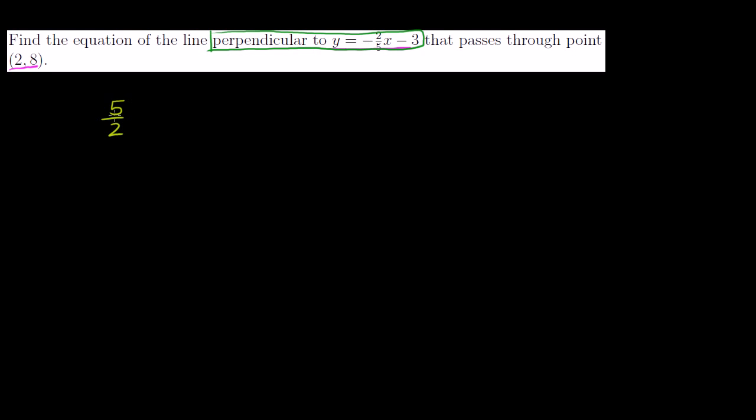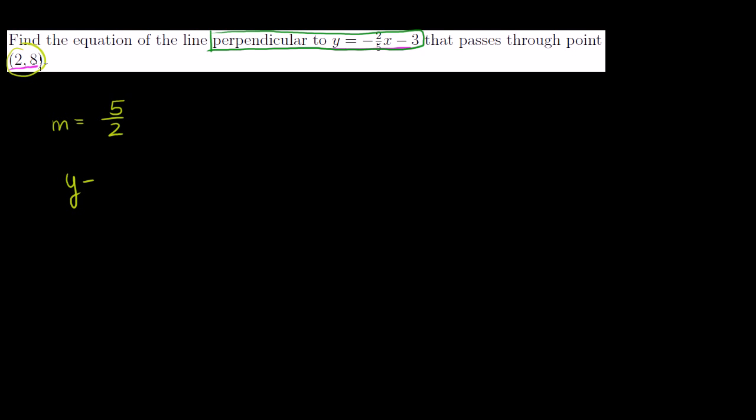Instead of being a negative, it's going to be a positive. So this is the negative inverse of negative 2/5, right? You take the negative sign, it becomes positive. You swap the 5 and the 2, you get 5/2. So that is going to have to be our slope. And we can actually use the point slope form right here. It goes through this point right there. So let's use point slope form.